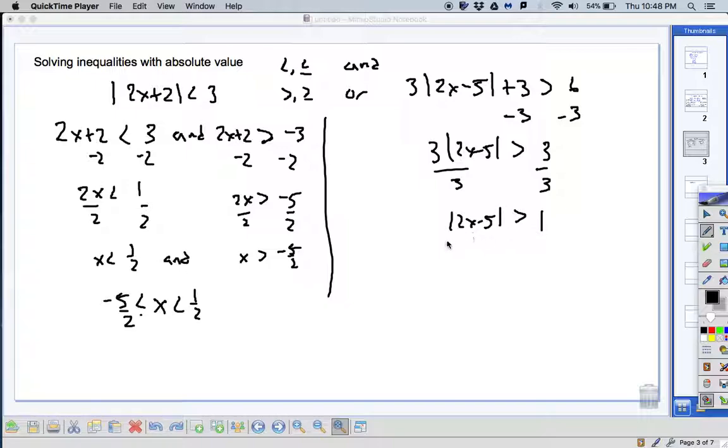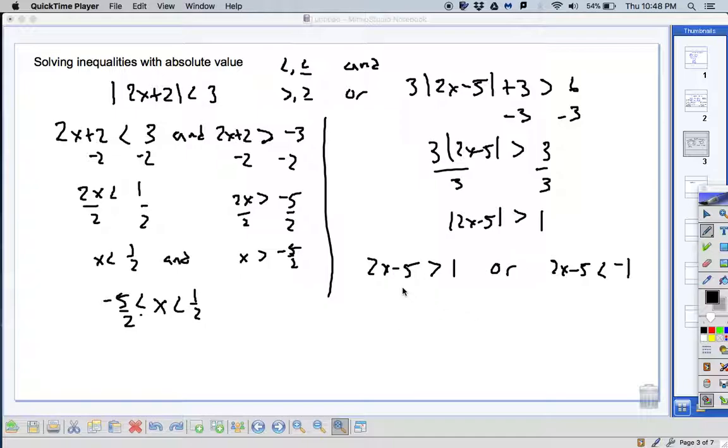Now we're going to treat absolute value just like we did over here. So we're going to write two equations. 2x minus 5 with a 1. 2x minus 5 with a negative 1. The original one keeps the original symbol. The one with the minus, you switch the symbol around. And we got to decide on the word in the middle. It's a greater than, and a greater than is an or. So we're going to have an or statement here.